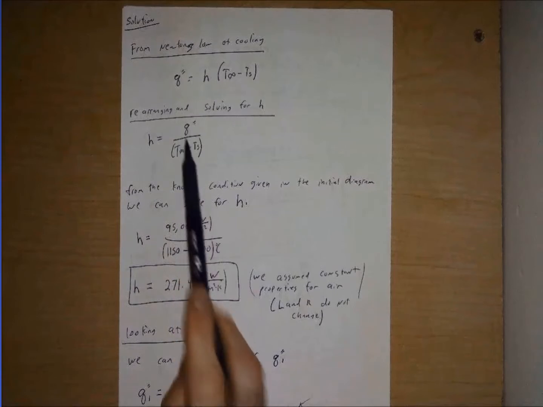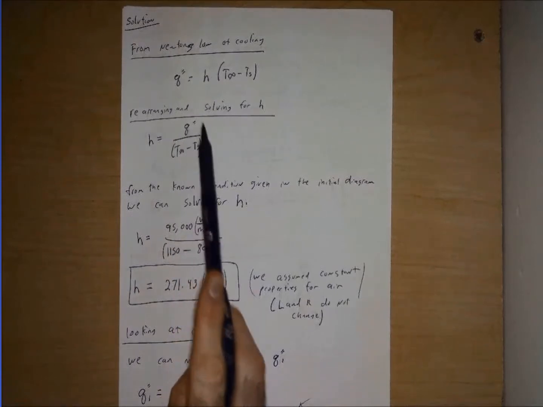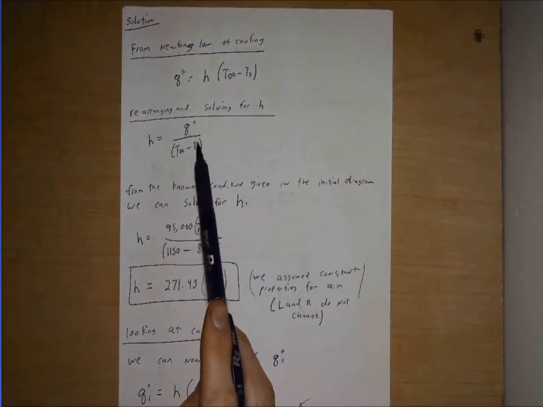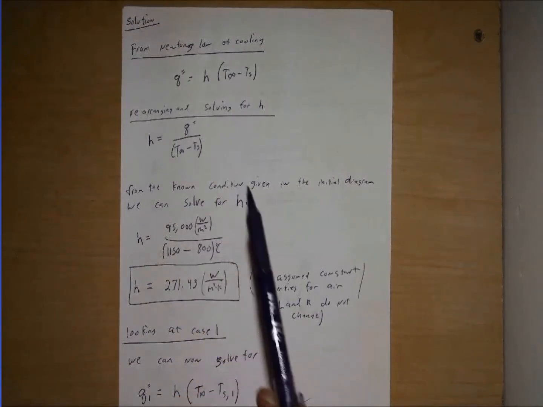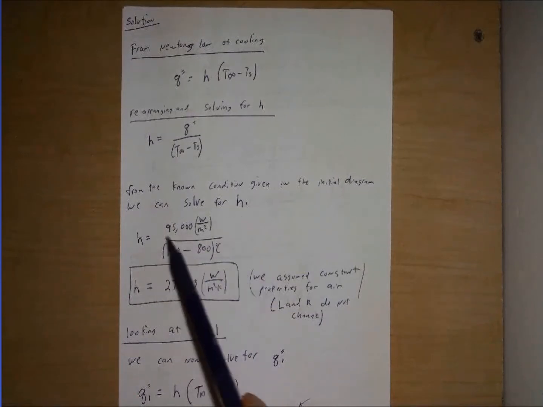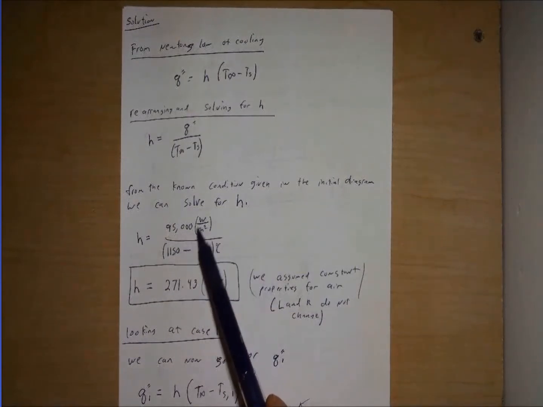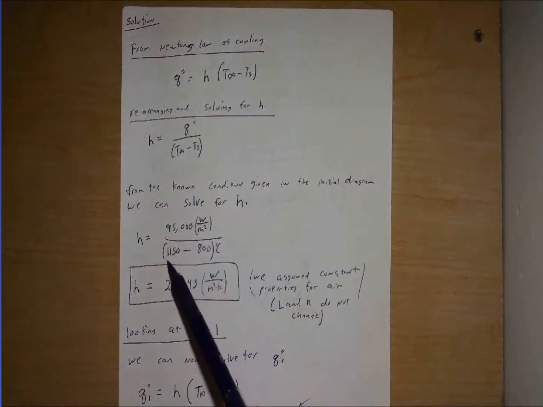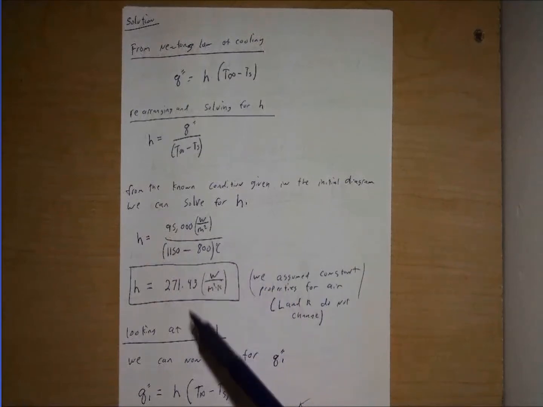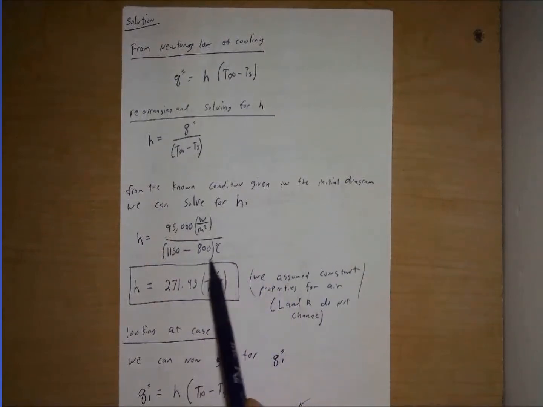So we can plug in for these values up here. We have our heat flux given to us, we have our temperature of the air, and we have our surface temperature given to us for each of the cases. We'll plug this in for this case here. H is equal to our 95,000 watts per meter squared. The temperature difference here is 1,150 minus 800 degrees Celsius. We do this out, and one thing we want to note is our units in the end are going to have a K in it.